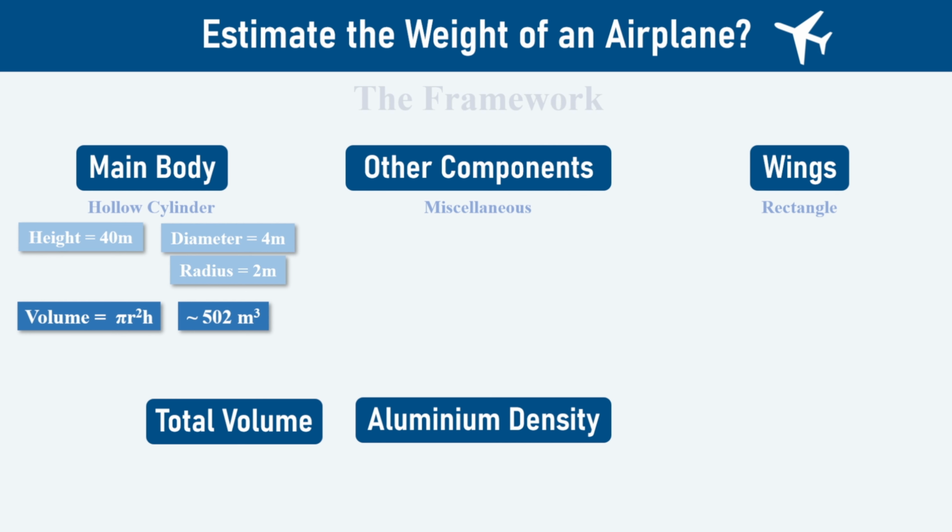But remember that the body is hollow, that is, it's not a solid cylinder, so consider its thickness to be only about 0.01, and we multiply it with 502 and we get the actual volume to be 5.02 meters cubed.